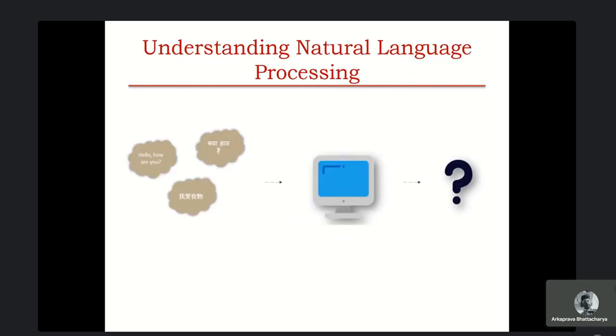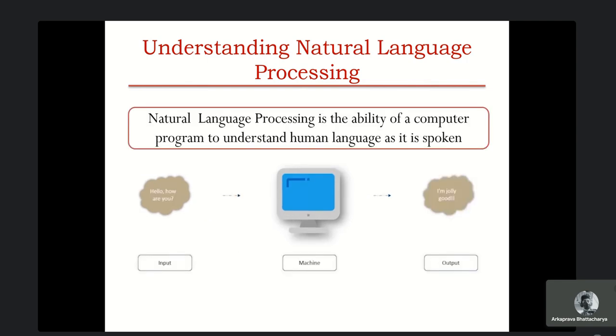Since we are humans, we are able to understand the language written here, that is, hello, how are you, kya hal hai, and so on. But what about the machine? What if these languages are fed to the machine? Will it be able to understand them? No. In order to make it understand, this is where natural language processing comes in. NLP is the ability of a computer program to understand human language as it is spoken.